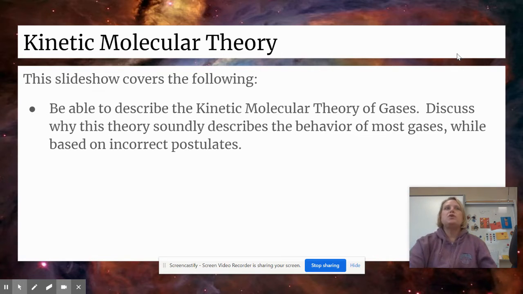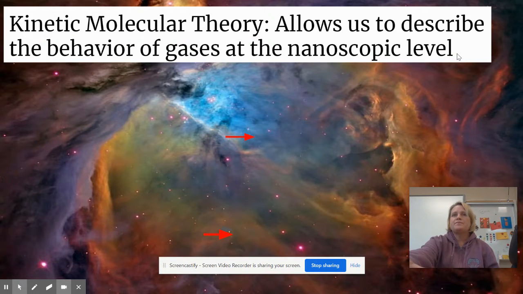And in order to understand gas laws, the first thing we need to do is understand what we mean by this theory called kinetic molecular theory. This theory is really quite interesting because it's based on four postulates. All four of those postulates can be refuted to some extent. So let's look and see what those are.